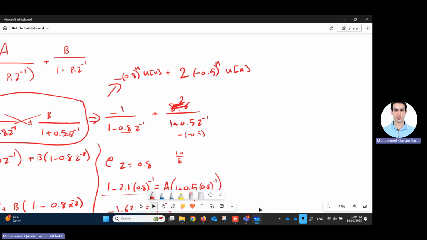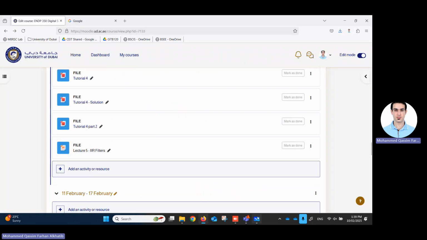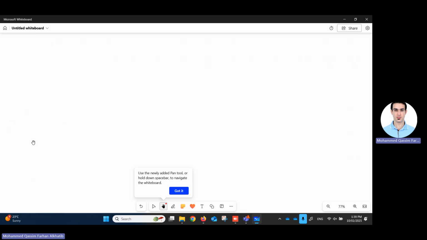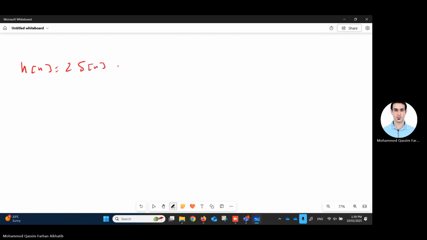Okay. Let me solve an example of FIR filters and why it is always stable. So let's have an example of any FIR filter that you may think of. So h of n equals 2 delta of n minus 3 delta of n minus 1 plus 5 delta of n minus 2. That's minus 1. So what will be h of z?